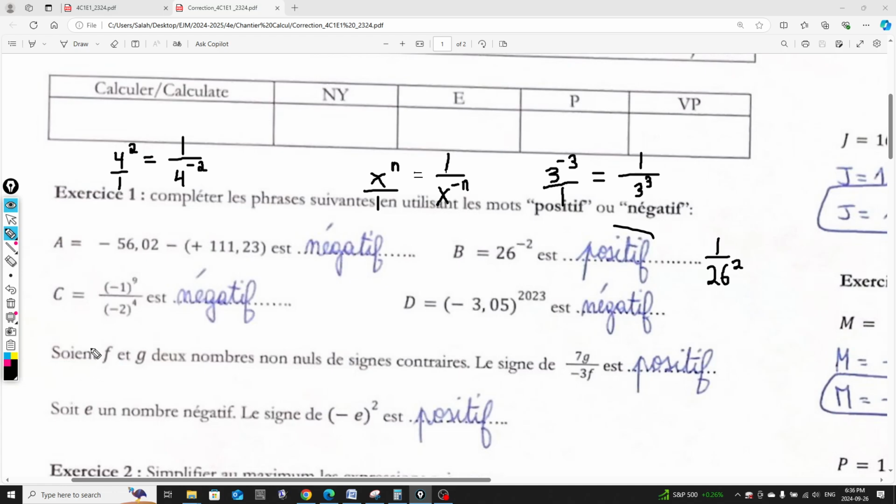Okay. All right, let's take a look at this one here. So here we've got negative 1 to the power of 9, and then that over negative 2 to the power of 4. Okay, well, that's interesting. I've got a negative value to the power of 9 and a negative value to the power of 4.